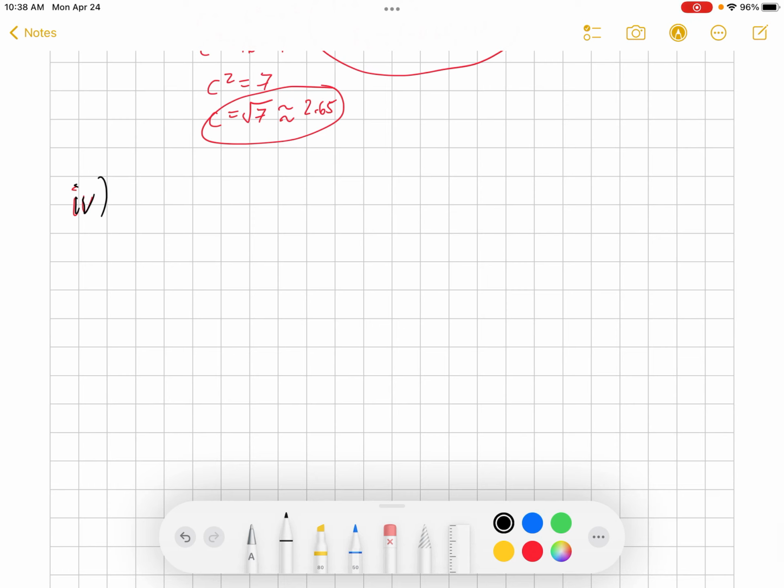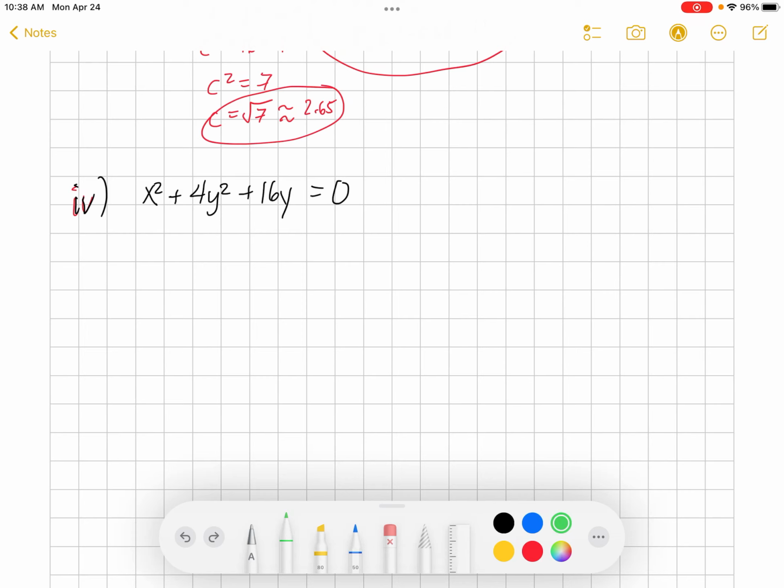Let's do number 4. Let's say we have the following: x squared plus 4y squared plus 16y equals 0. Well, this is not in standard form. So what we want to do is first of all make sure all the square terms don't have any numbers in front of them. So our x squared is good. It doesn't have any numbers in front of it.